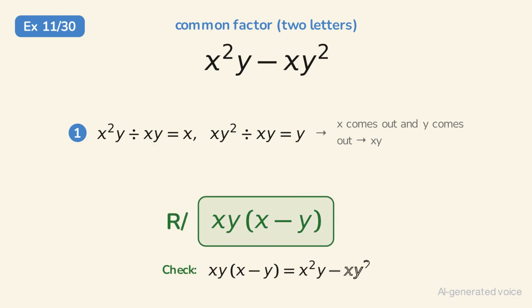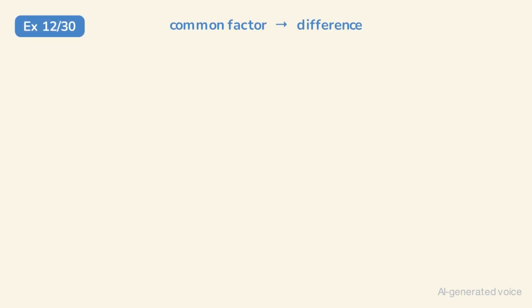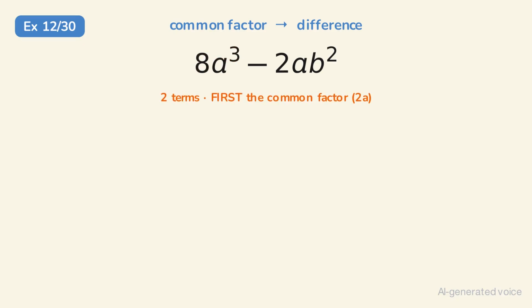Check. xy times x is x squared y, and xy times minus y is minus xy squared. The original came back. This one combines 2 cases, and it all happens with letters. Let's factor 2a cubed minus 2ab squared. 2 terms, and again the golden rule.